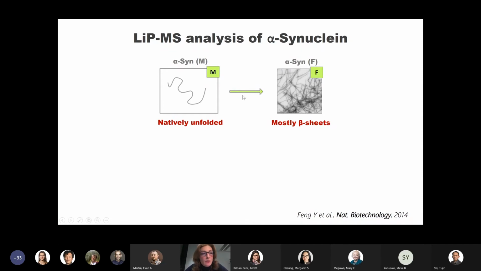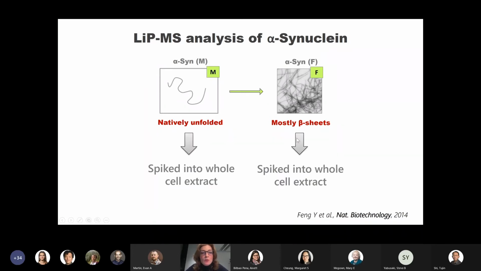So what we did back then was to start from the pure recombinant synuclein preparation, and then we let alpha-synuclein polymerize into amyloid fibrils. And then we spiked either the unfolded form or the amyloid form of alpha-synuclein into cell extracts. So these were two replicates of a yeast cell extract, and we chose yeast because it does not contain alpha-synuclein. And then we asked if we could capture this small difference between the two samples, basically an altered conformational state of one single protein out of about 4,000 expressed proteins in this case.